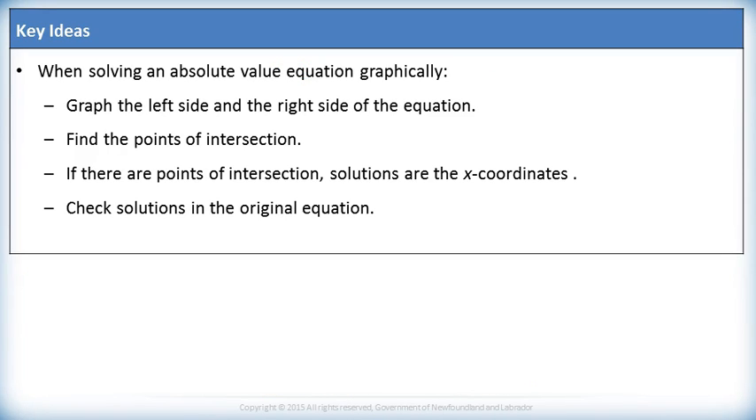When solving an absolute value equation graphically, graph the left side and the right side of the equation. Find the points of intersection. If there are points of intersection, the solutions are the x-coordinates. You should check solutions in the original equation.